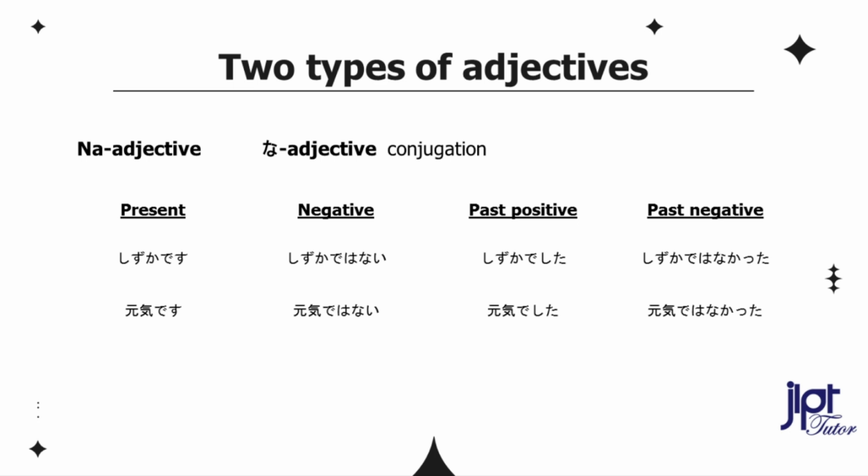Present tense. It is very easy. It is the same concept as a noun. You can put desu at the end of the sentence. Negative. In order to turn it into negative form, change desu to dewanai. Not quiet. Past positive. To make a past tense form, change desu to deshita. Past negative. To make the negative past tense form, change desu to dewanakatta.